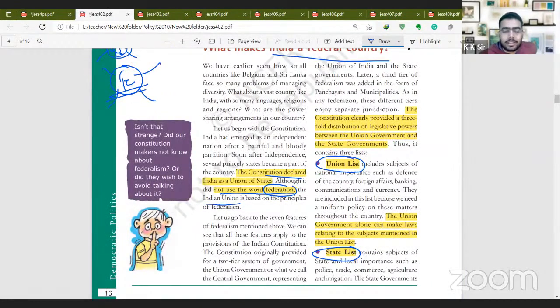So what does the union list say? The union list alone can make laws relating to the subjects mentioned in the union list, subjects like defense, foreign affairs, banking, communication, and currency. These issues are very important, and you need uniformity about them. Suppose all the states start printing their own currency, or all the states have their own foreign relationships with different countries, it will create a lot of confusion. So wherever we need a uniform policy, those rules are put under the union list.